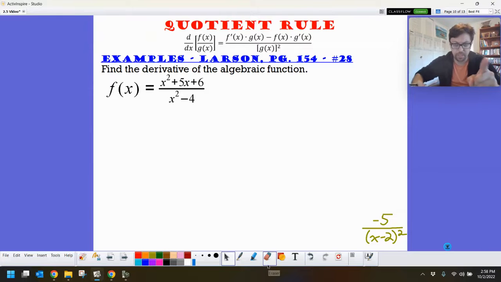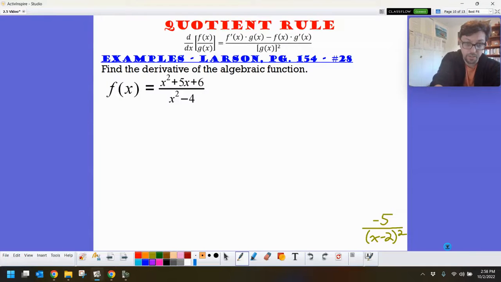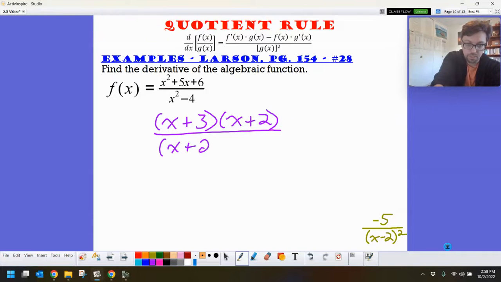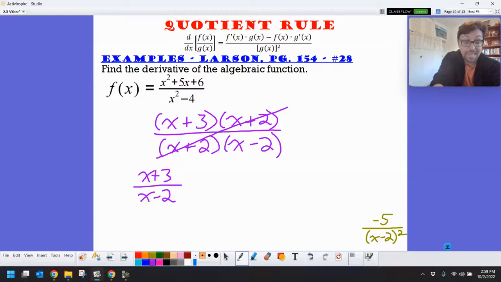I could look at that polynomial and I could say, hey, I could factor that thing in order to make it look a little bit neater. So I could make that an x plus 3 and an x plus 2 over an x plus 2 and an x minus 2 by doing a little bit of factoring, right? Cancel, cancel. And now we just have to find the derivative of x plus 3 over x minus 2. Okay, it's still a quotient rule, but the derivatives of what I'm about to find are a lot simpler than the derivatives I was going to find before.